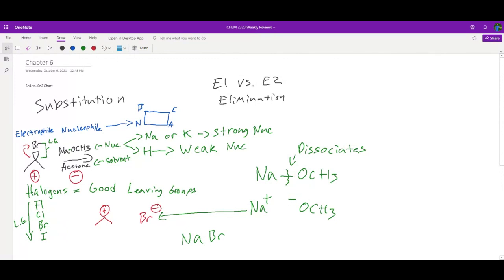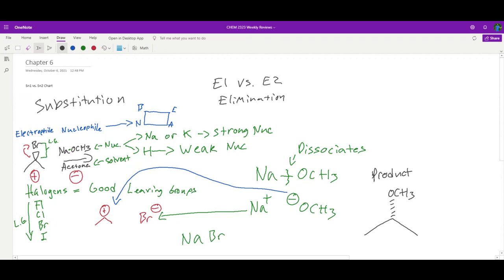Now what I'm left with is a negative charge with OCH3. That negative charge is going to bond to my electrophile, okay? And that will create this product right here. So this is the final product and answer to my reaction, okay?